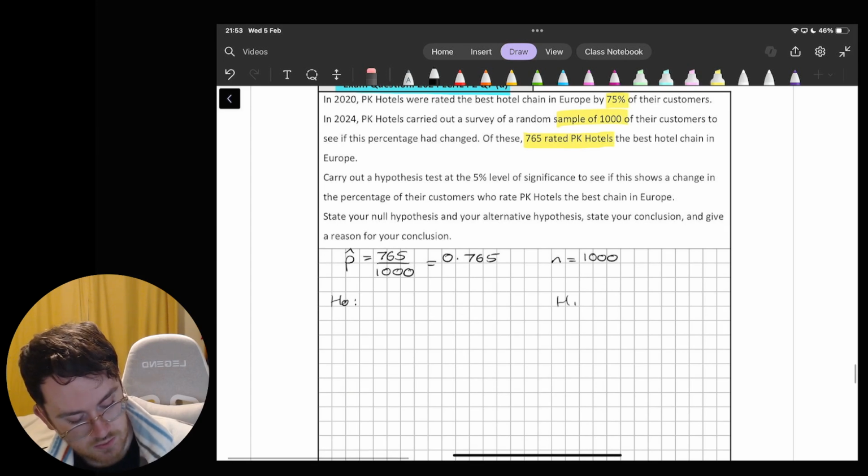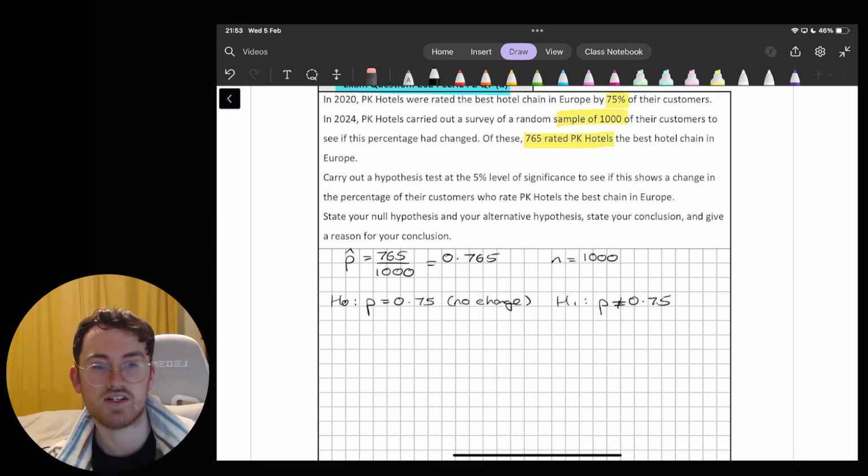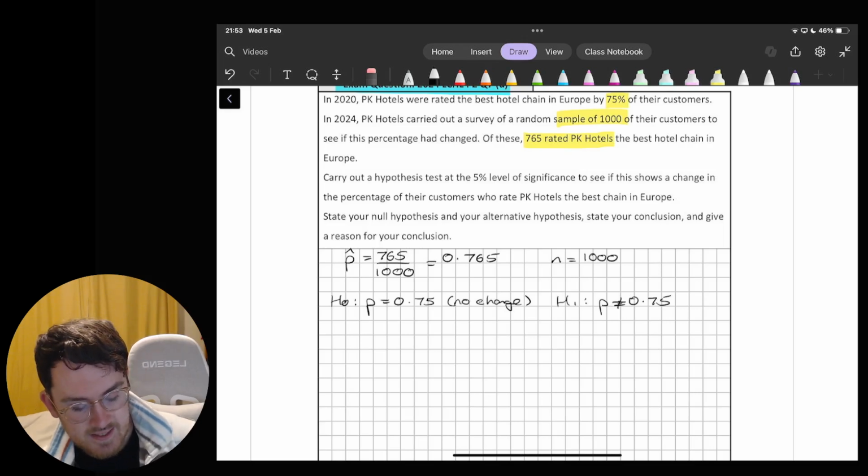So the first step is always just hypotheses. My null hypothesis here is that the proportion has not changed and is still 75%, so 0.75, remembering that we usually use decimals. The alternative hypothesis then would be that it has changed and is no longer 0.75. My test then, because it's proportion, is going to be a confidence interval.